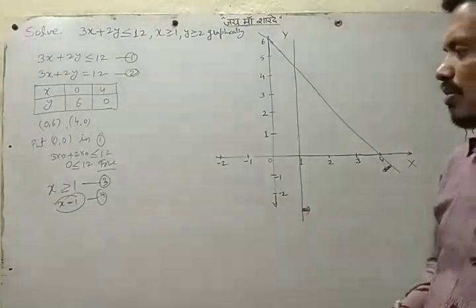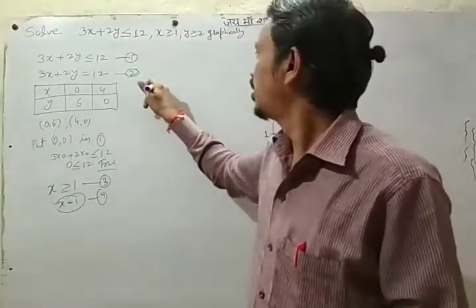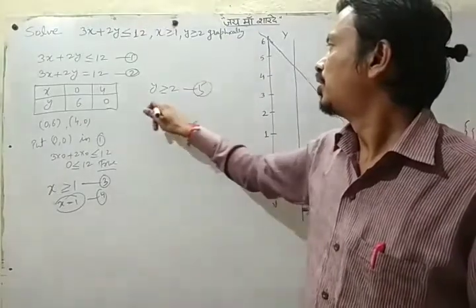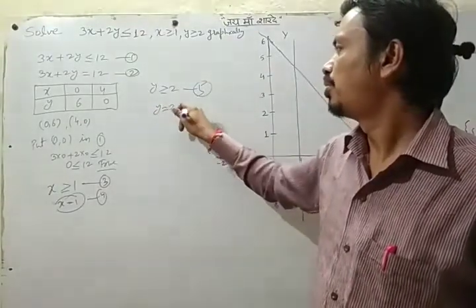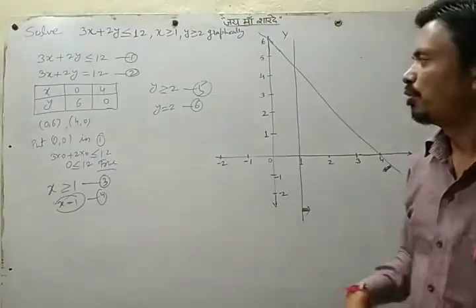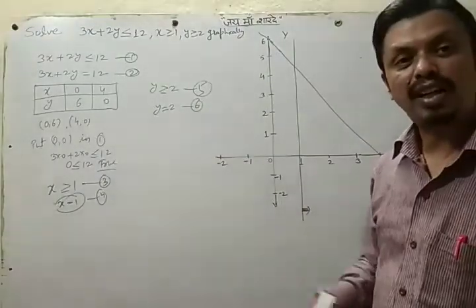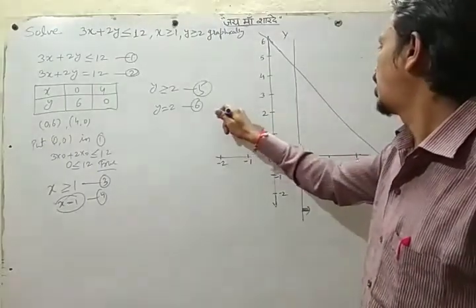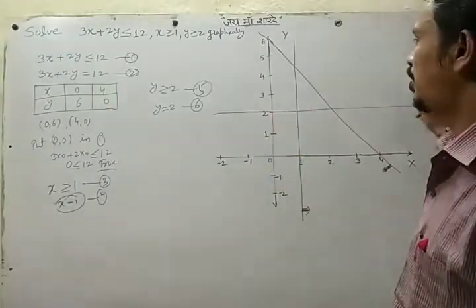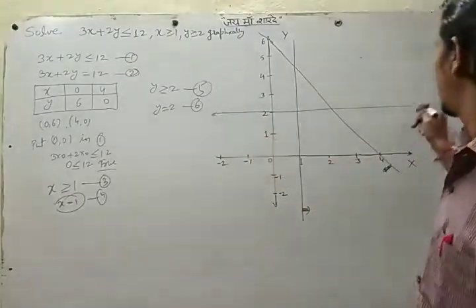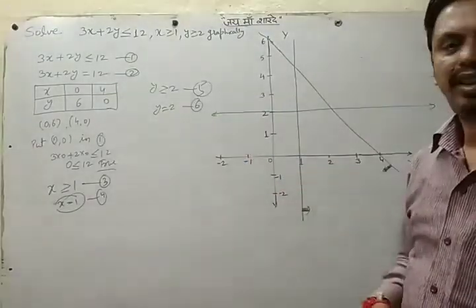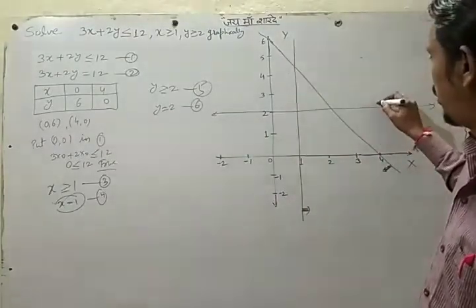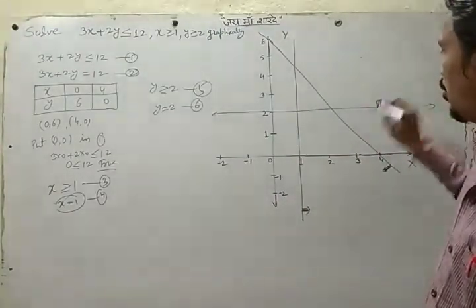Now for the third inequation, y is more than or equal to 2. Its corresponding equation will be y equal to 2. Here x is absent, which means the line is parallel to the x axis. So y equal to 2 is here. Now y is more than 2, so more than 2 is above this line. This is the solution of this inequation.